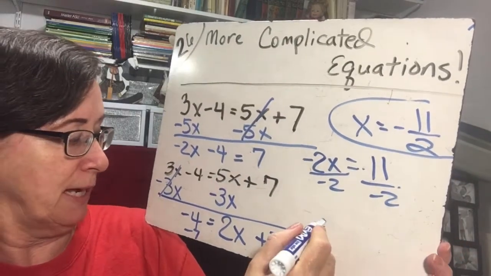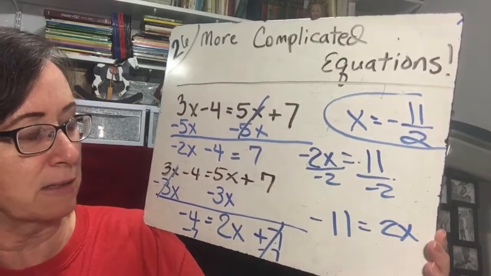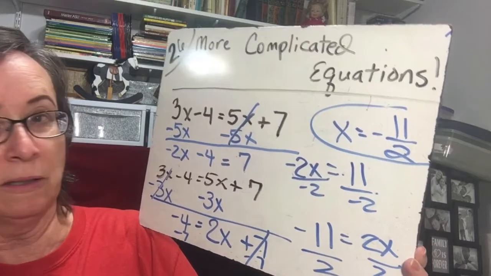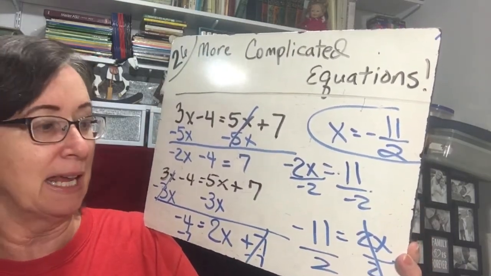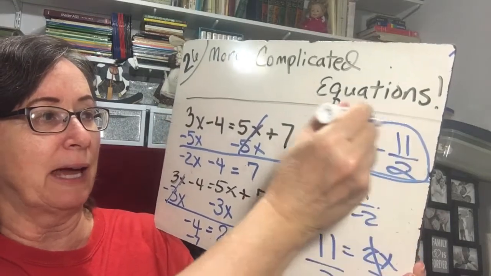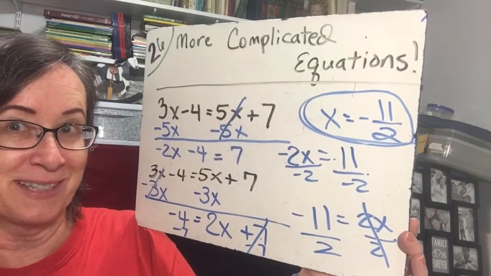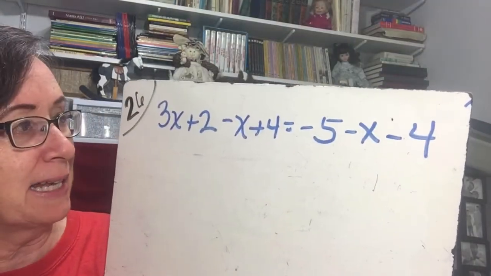So now I have negative 11 is equal to 2x, and this cancels. I divide by a 2, and I divide by the 2, and I get x is equal to negative 11 halves. And again, I would write it this way, flipping it around so that my x is on the left. Okay, so here we go with the next example.